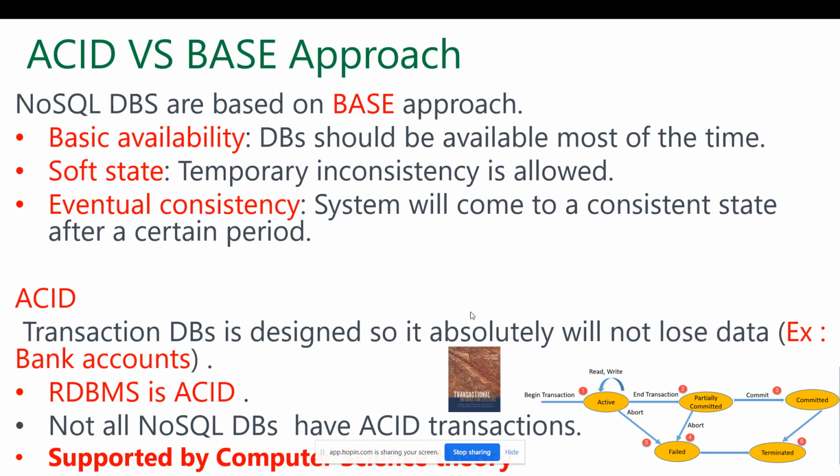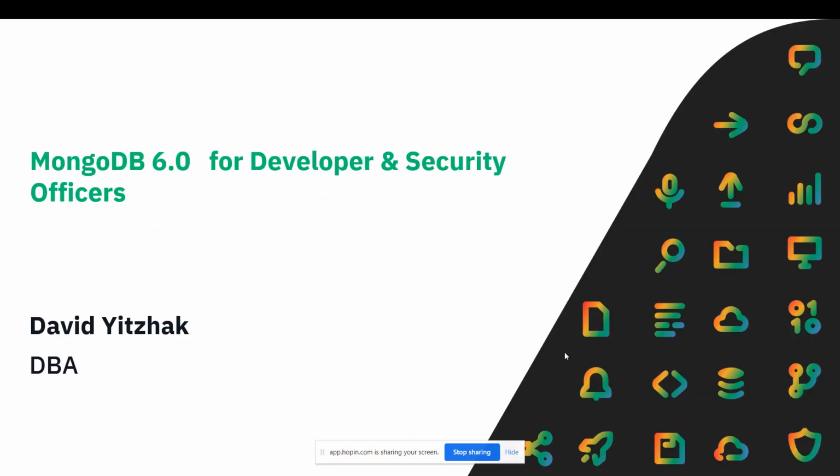ACID is supported by computer science theory. You can see the books here. It means that you can prove mathematically that a transaction will be written in the database. So let's talk about the latest release of MongoDB 6.0 for developers and security officers.